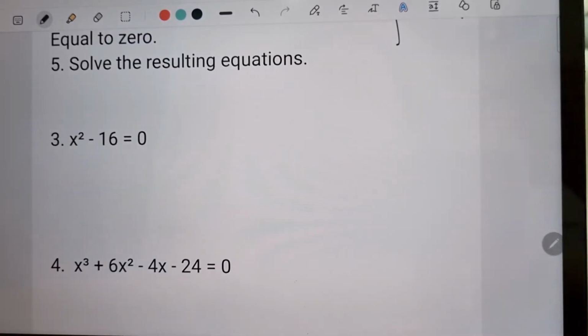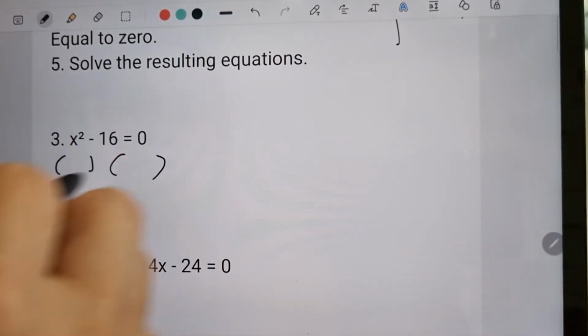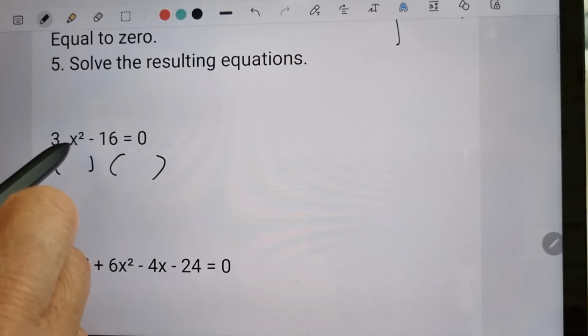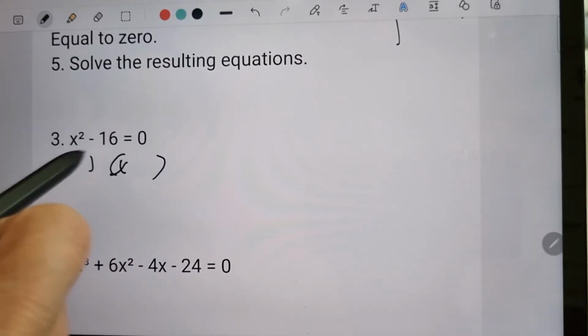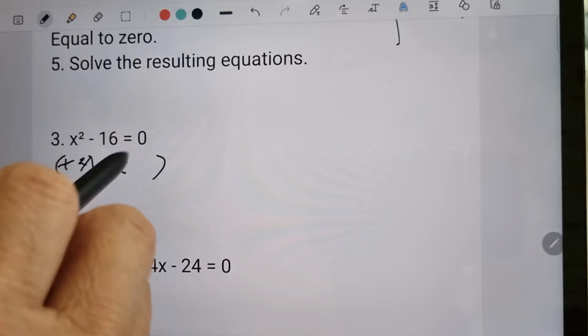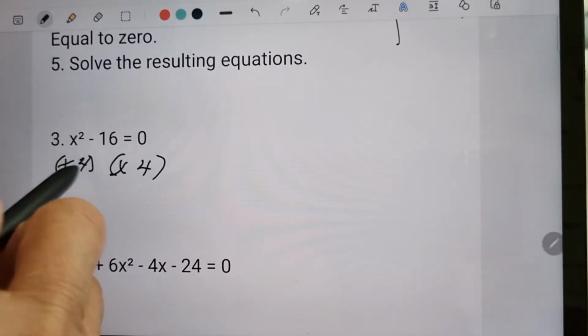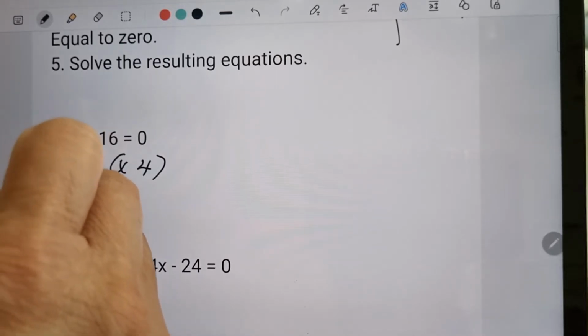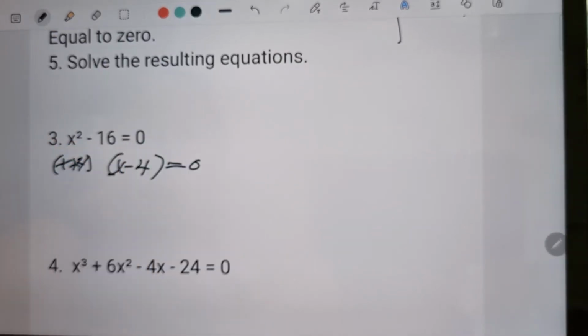So in this case, we are going to simply factor that by getting the square root of the first term, that is x squared. Square root of x squared is x, just right there, x. And then get the square root of the second term, square root of 16 is 4. And then, here, this is plus, and this is minus. And that is equal to 0.